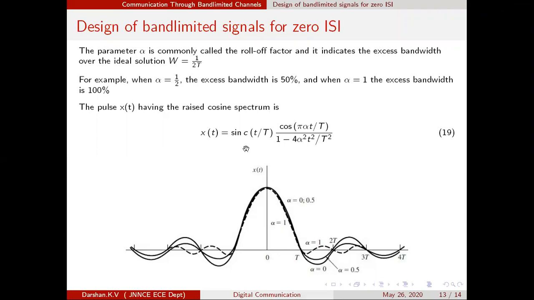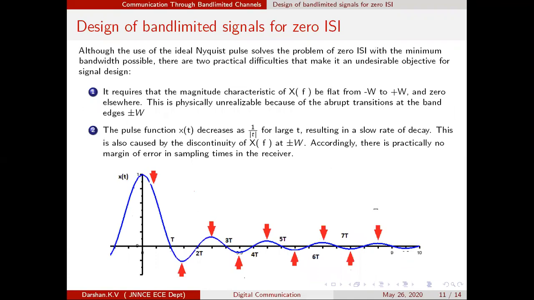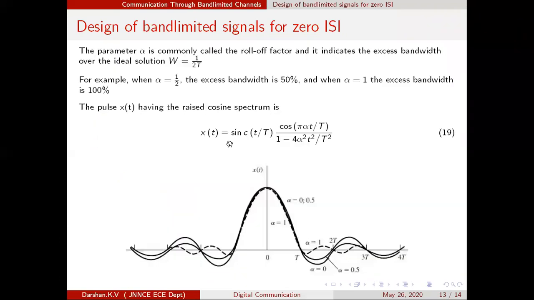Why are we using this function? Just to avoid the previous two difficulties which we have discussed. If I use the modified x of t, we are going to avoid these two difficulties. What is that x of t called? Raised cosine spectrum. With this, let me stop today's session. We will continue in tomorrow's class. Tomorrow also we will have the class at the same time, from 9 to 9:30. Thank you.